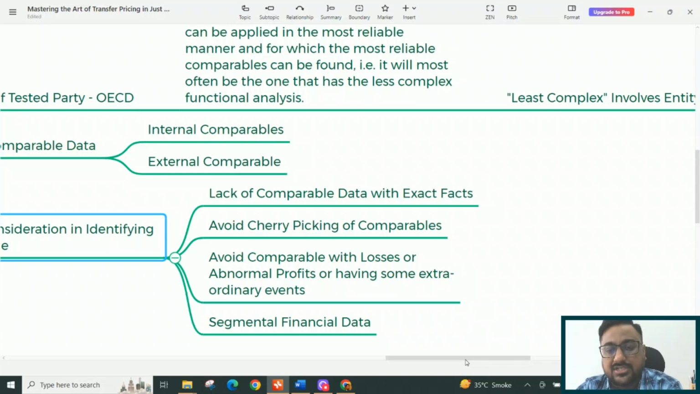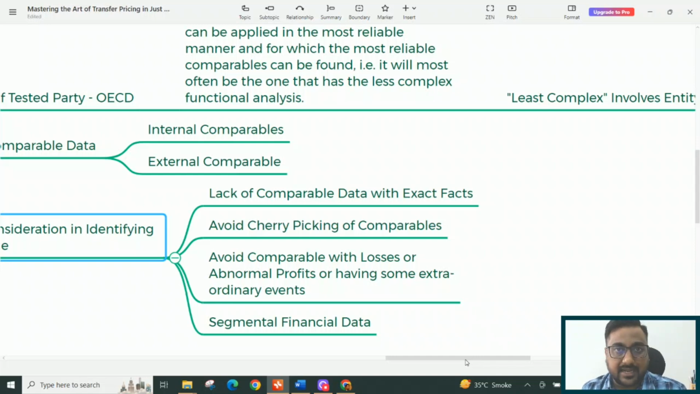Then cherry picking of comparables. You should always avoid cherry picking. Cherry picking is basically selecting comparables on the basis of the result or the prices. You are showing partiality to certain comparables by not selecting them, and selecting other comparables, which favors your situation. So you should always avoid cherry picking of comparables.